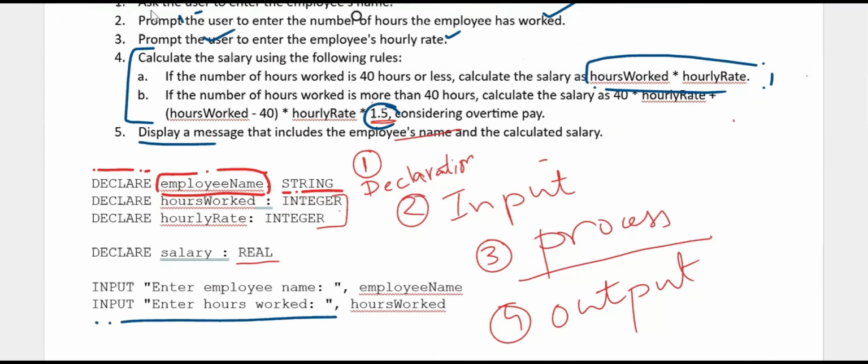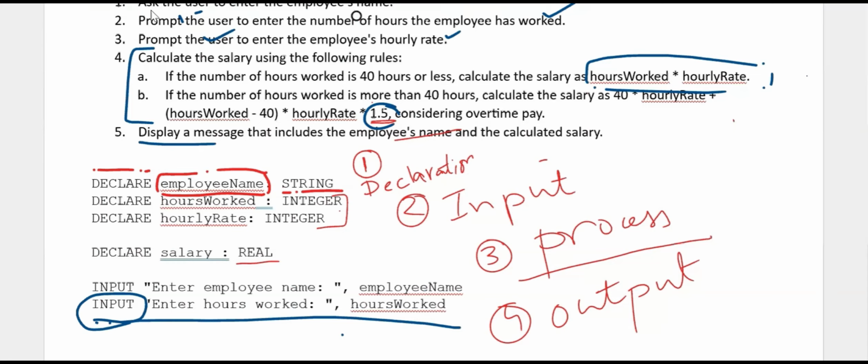This is another way that you can use the input keyword. Input is the keyword that you have to use for the input from the user. Now you can divide this single line into 2 lines, with output enter hours worked and then input hours worked. Both are going to be correct.